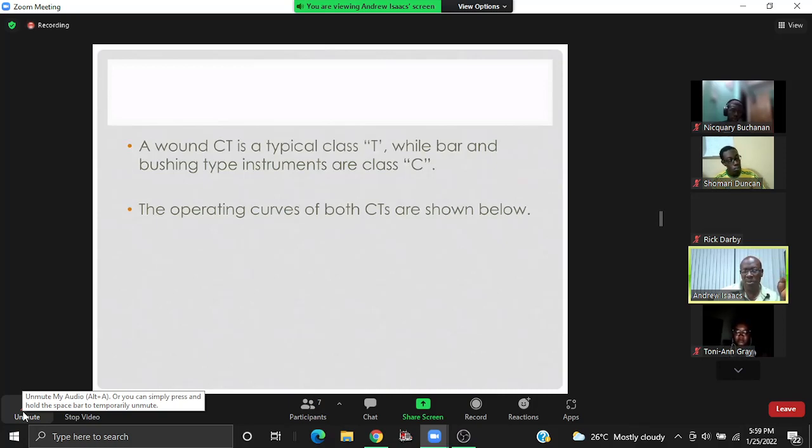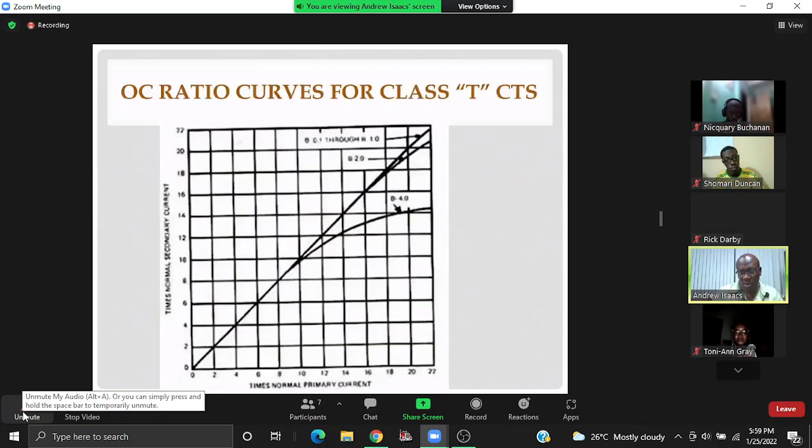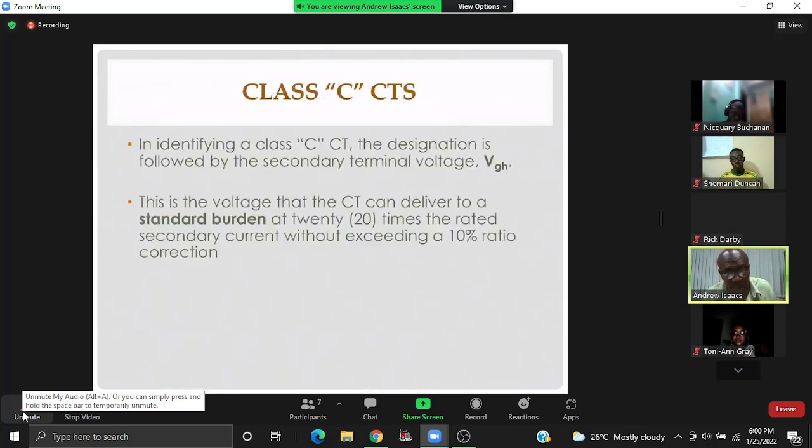And in terms of the operating curves, you have the diagrams already. So we're just highlighting it. This is your class T. There's not much I want to say about this, but that's a class T. We're not going to be spending any time really. I shouldn't have said most, but we're not really going to be focusing on the class T CT. Now, important bits now.